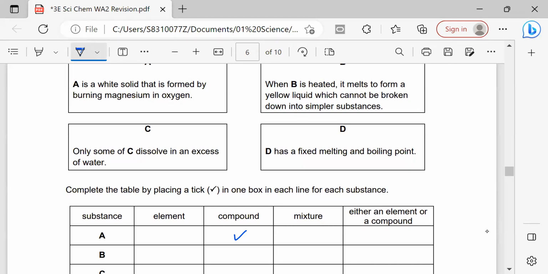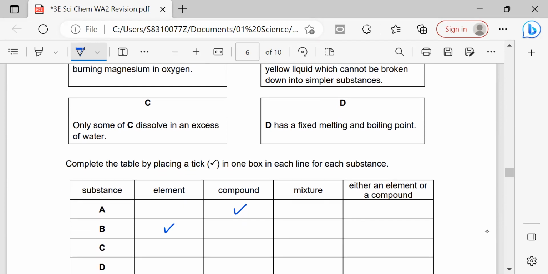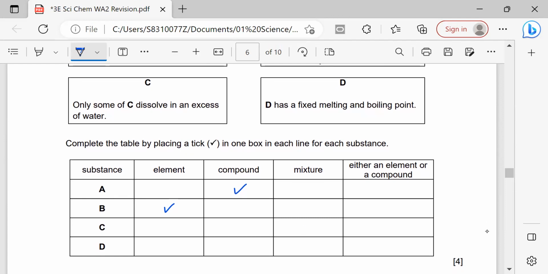B, when it is heated, it melts to form a yellow liquid which cannot be broken down into simpler substances. This again is describing an element. So therefore B is none other than an element. For substance C, only some of C will dissolve in an excess of water, and that tells us that it is most likely going to be a mixture, because only some of it can dissolve, the rest of it cannot dissolve.